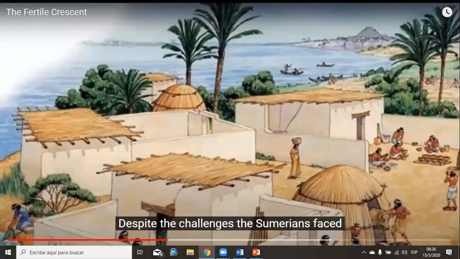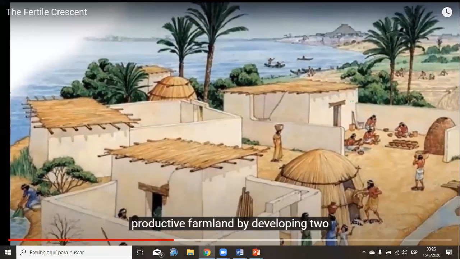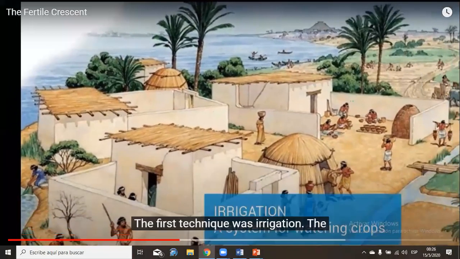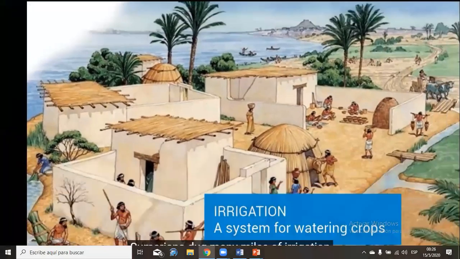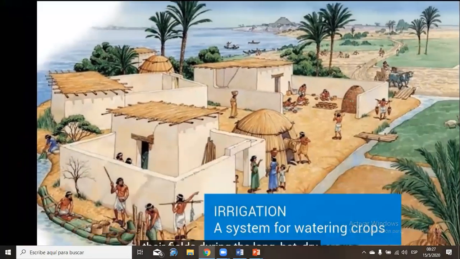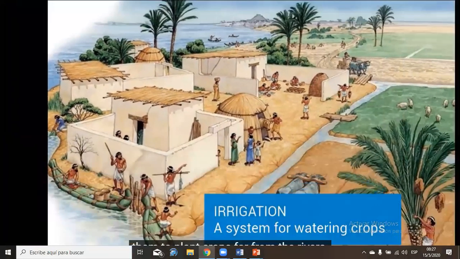Despite the challenges the Sumerians faced, they were able to turn Mesopotamia into a productive farmland by developing two new agricultural techniques for growing food. The first technique was irrigation. The Sumerians dug many miles of irrigation canals to carry water from the rivers to their fields during the long, hot, dry summer months. Irrigation canals allowed them to plant crops far from the rivers.